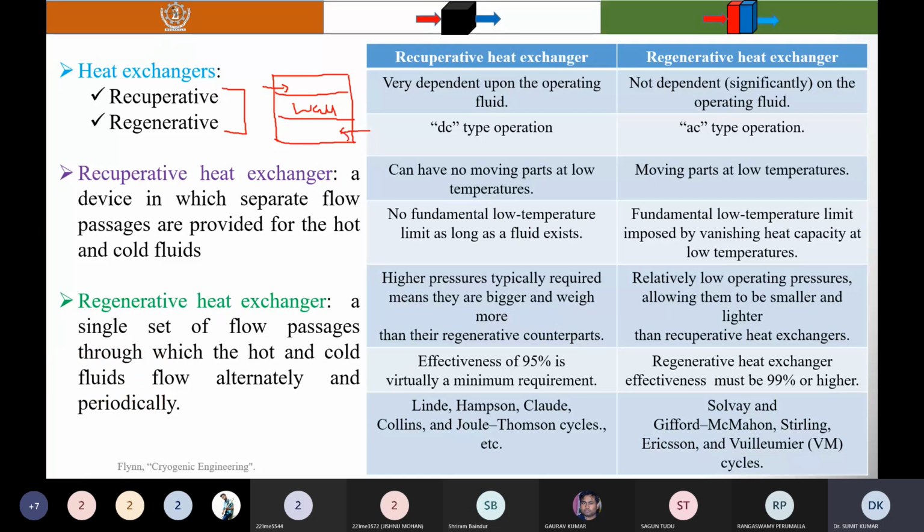If you remember, the hot fluid gives energy to the wall, where the mode of heat transfer is conduction, and after conduction it is transferred to the cold fluid. That's why it is written that in a recuperative heat exchanger, a device has separate flow passages for the hot and cold fluids. So this is the passage for, suppose, the hot fluid, and this one is for the cold fluid. The energy transfers from the hot fluid to the cold fluid through the walls by conduction heat transfer.